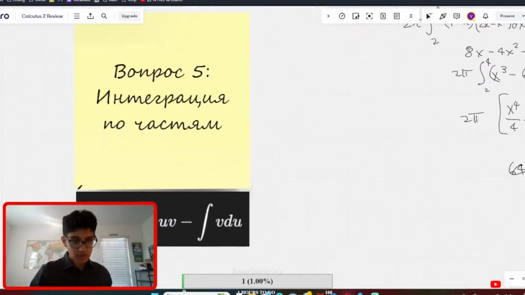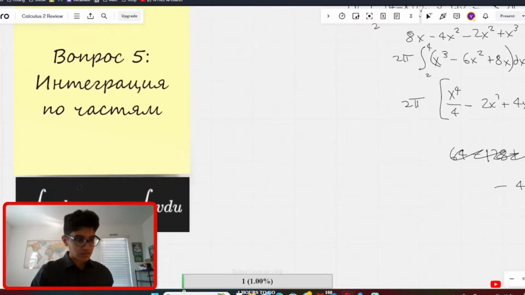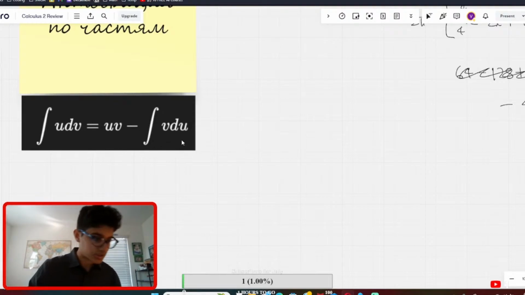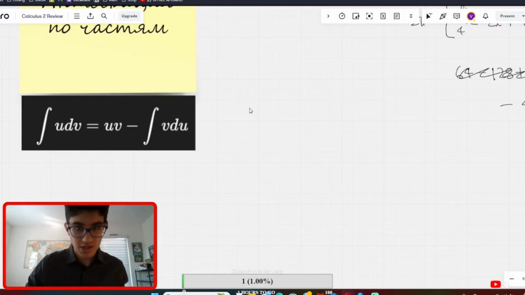So that's fine. Integration by parts. This is a formula. I don't really remember the formula. I know how to do it, but I don't know the formula that well. So forgive me if I don't end up using the same words that you might be used to in a calculus class or whatever.